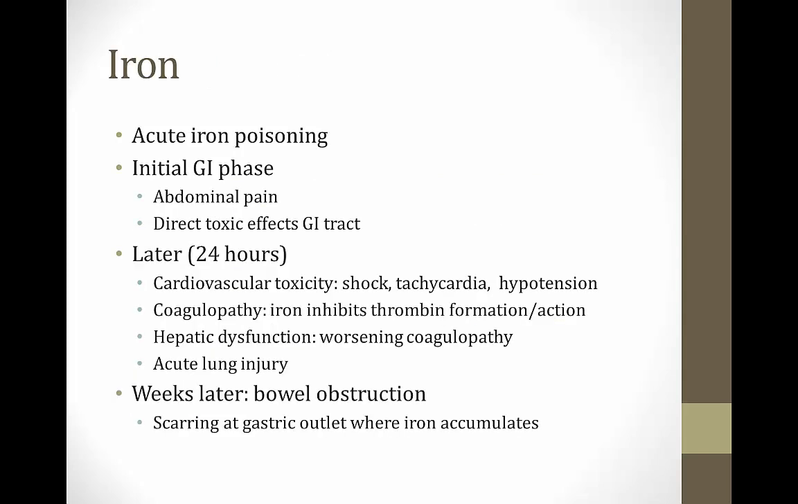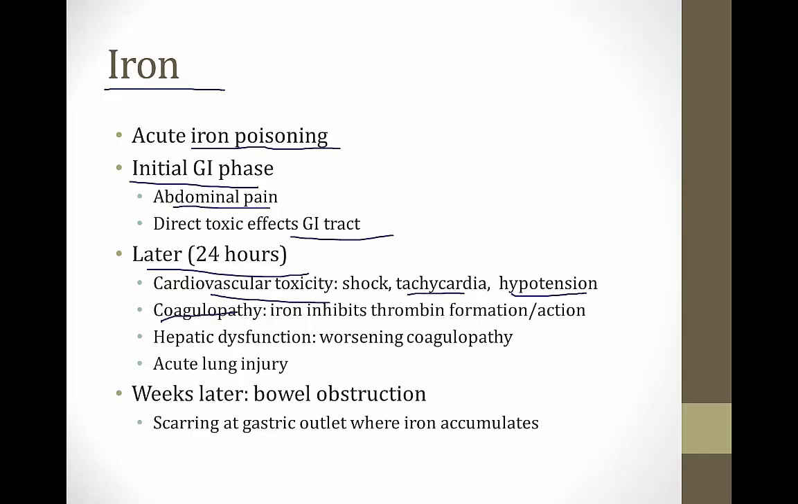Next item on our mud piles list of causes is iron. So this happens when you have iron poisoning. This usually is a child who ingests iron unintentionally. Initially there's a GI phase where there's abdominal pain, and this is due to direct toxic effects of iron on the GI tract. But then about a day or so later you'll start to see cardiovascular toxicity. So these patients can go into shock and become tachycardic and hypotensive.